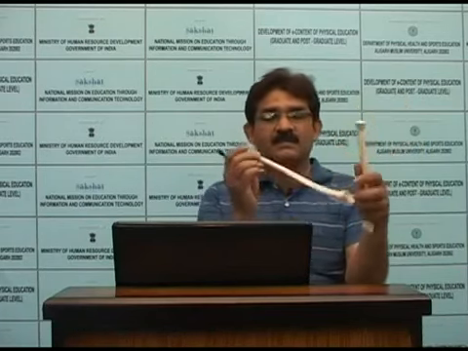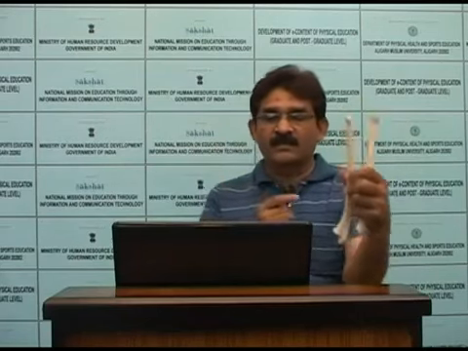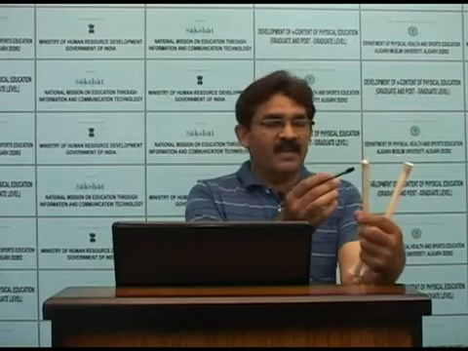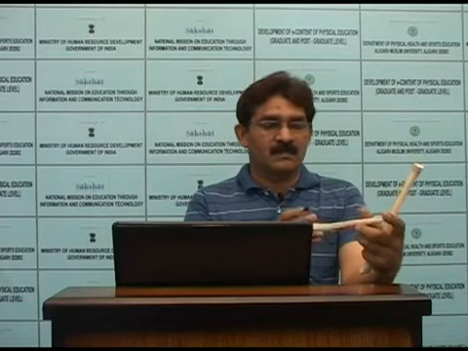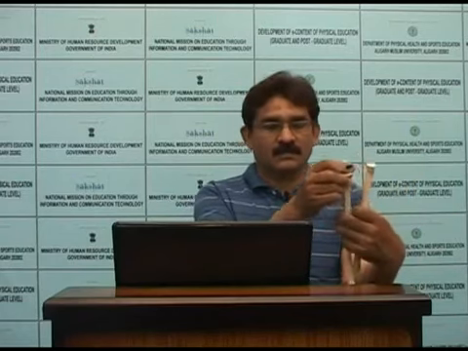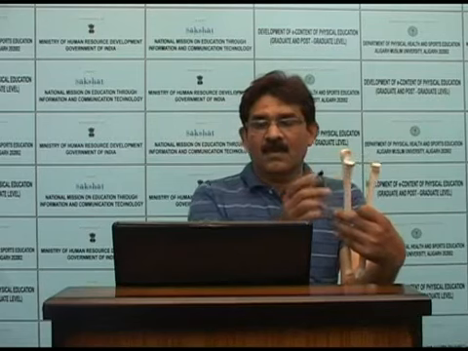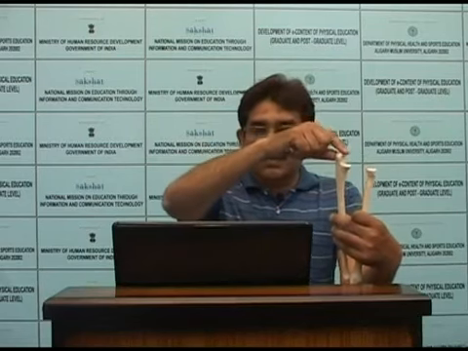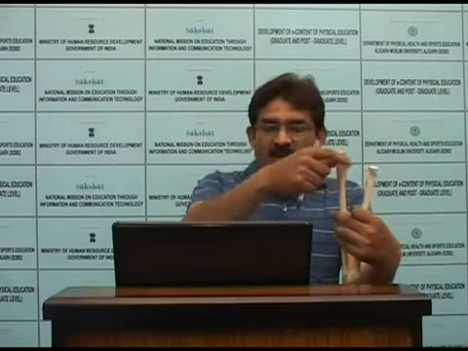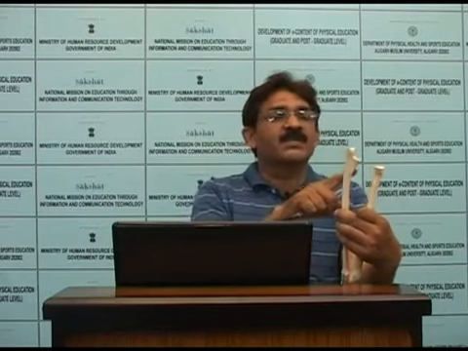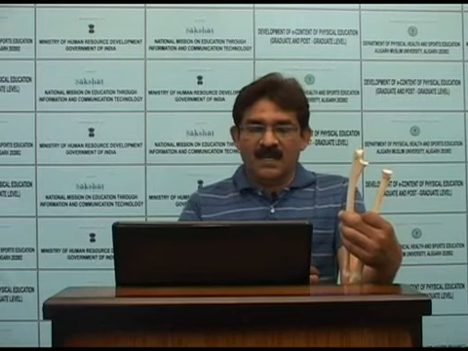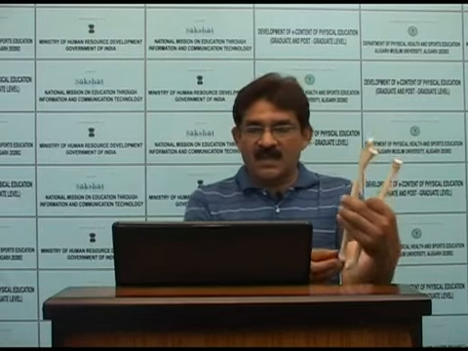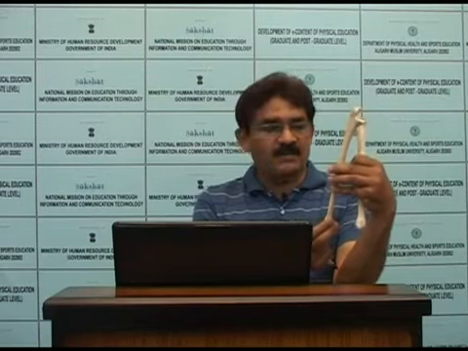With the ulna it makes the forearm. Upper end of the ulna: olecranon process, coronoid process, trochlear notch, radial notch, ulnar tuberosity. This is the ulnar tuberosity. Radial notch. Lower end: styloid process, head of the ulna.